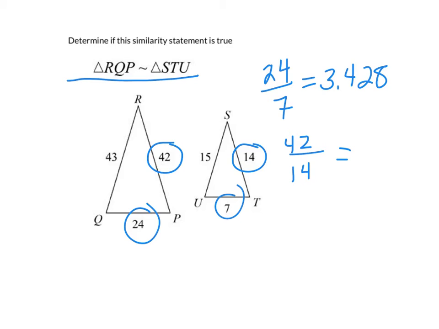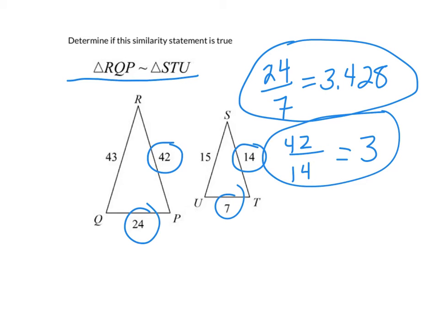And 42 divided by 14 equals, aha, we can stop. 42 divided by 14 is 3. The first ratio that we solved, we got 3.428. These are not equal. We don't need to check all three sides. We're done. We can say that this is false. These two triangles are not similar to each other.